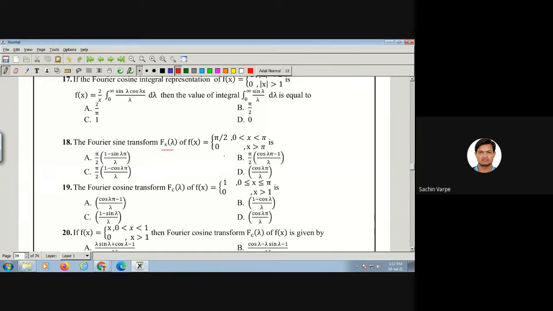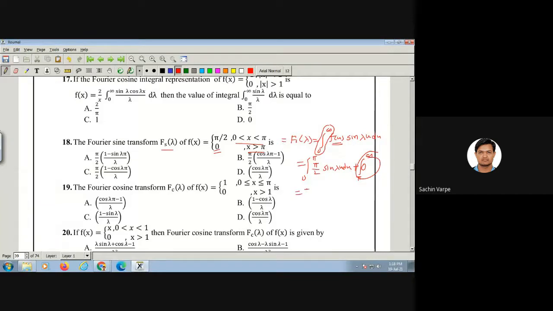So here directly we have to apply the sine transform formula. So that is fs of lambda is integral from 0 to infinity f of u sine of lambda u du. So this interval we have to split according to the function. 0 to infinity can be written as 0 to pi and pi to infinity. In the interval 0 to pi, f of u is pi by 2, sine lambda u du, plus the integral from pi to infinity, where the function value is 0. So that integral is also 0.